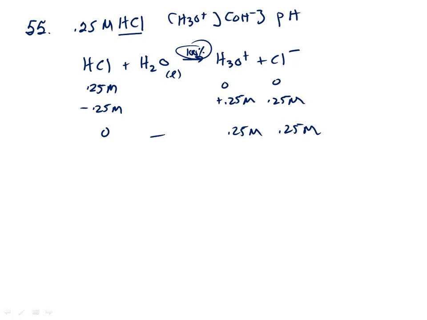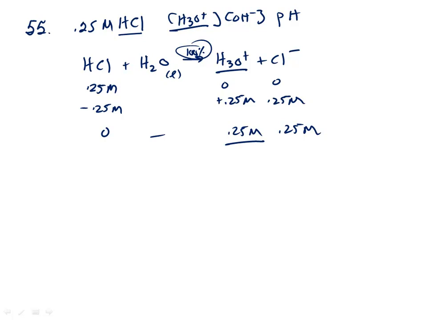0.25 molar, right? Right here it is. There's my answer. Remember, brackets mean molar concentration. So you have determined the concentration of the hydronium ion for a strong acid.